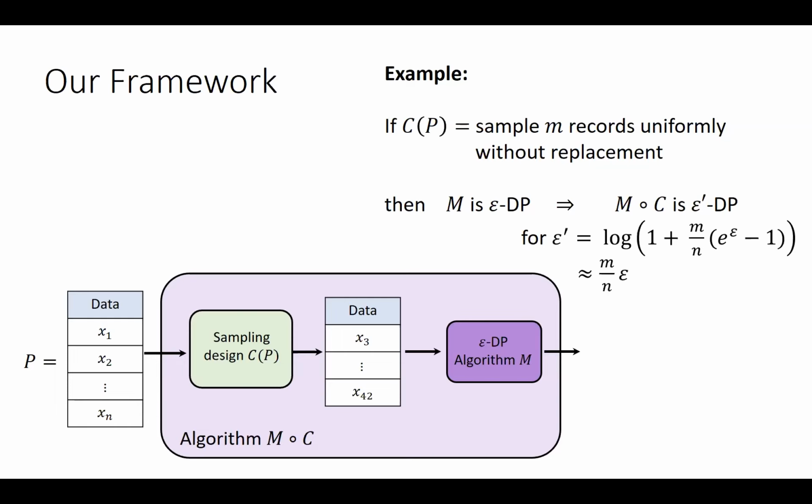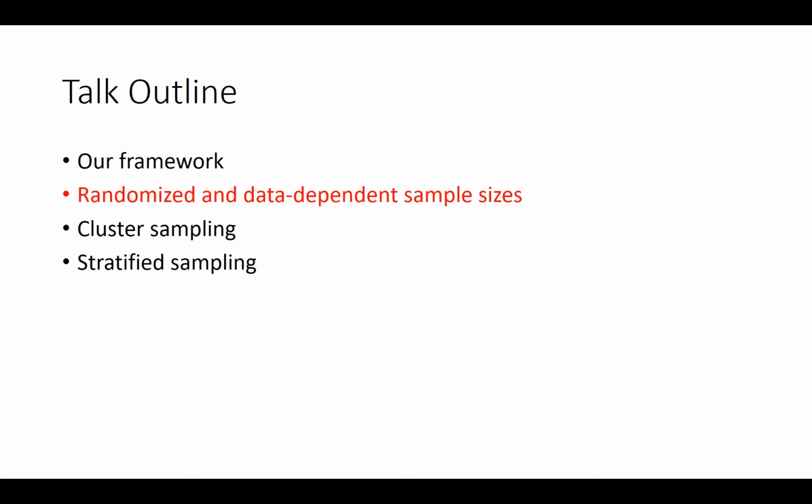So if you're sampling an M over N fraction, an r fraction of the data set, you get amplification, as we expected, by a factor of r. Again, the thing I want to emphasize here is that M in this result has to not depend on P. It's a constant independent of P. Okay, so that's the result we know and love. I want to talk about trying to extend this just a little bit to settings where sample sizes are not necessarily independent of the data, or not necessarily even deterministic.